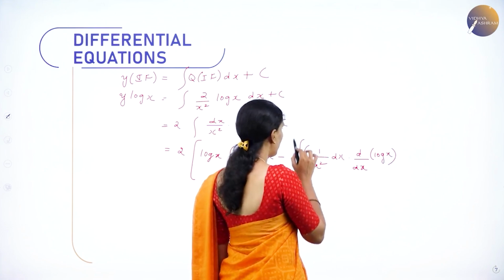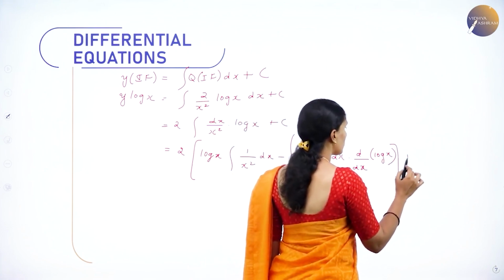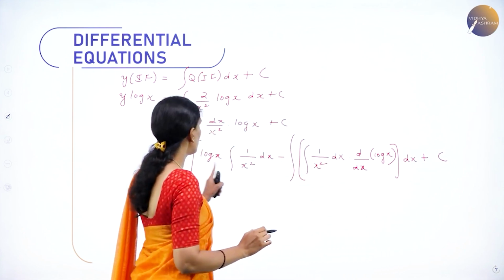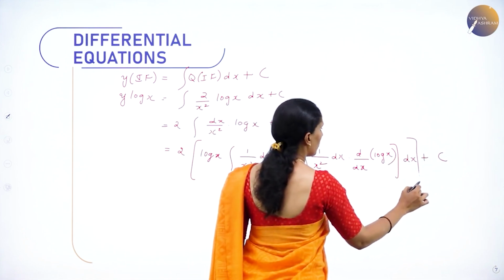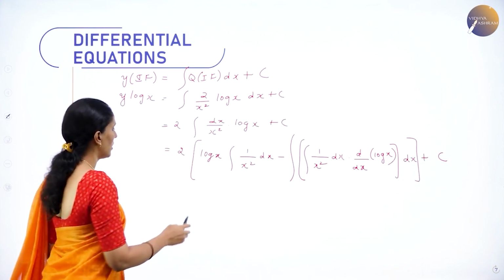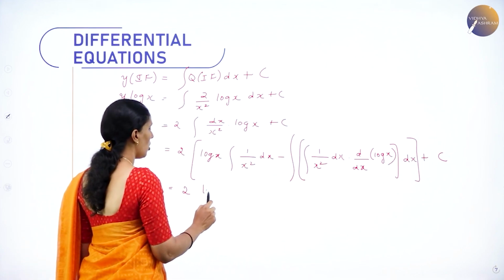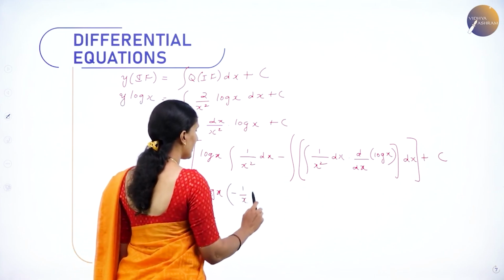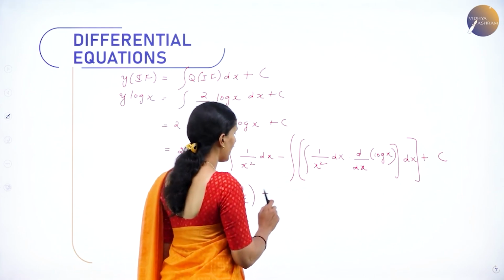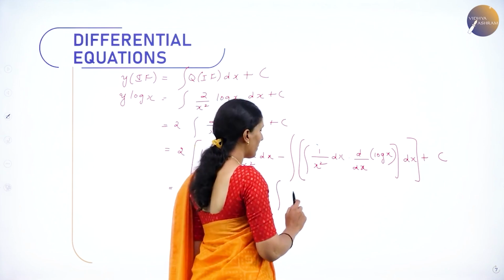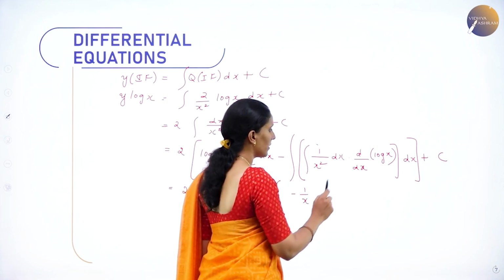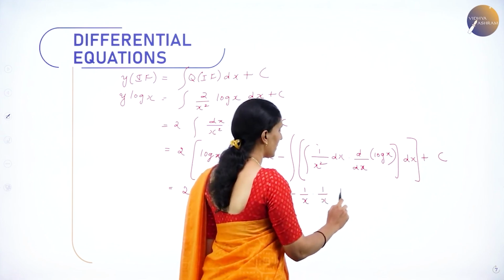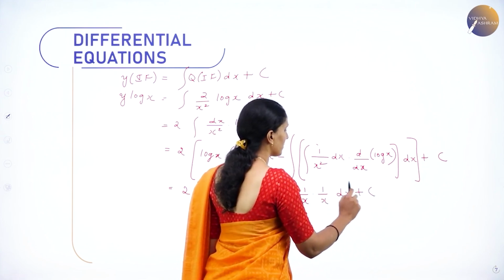So again we have to integrate this with respect to dx plus c. So this is 2 for log x, not for the integration constant. Now here we have 2 log x. Integral of 1 by x square is minus 1 by x. And here minus integral of 1 by x square is minus 1 by x. Again 1 by x we have, so with respect to dx plus c.